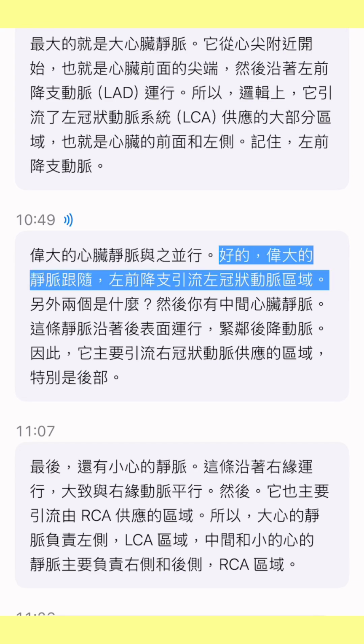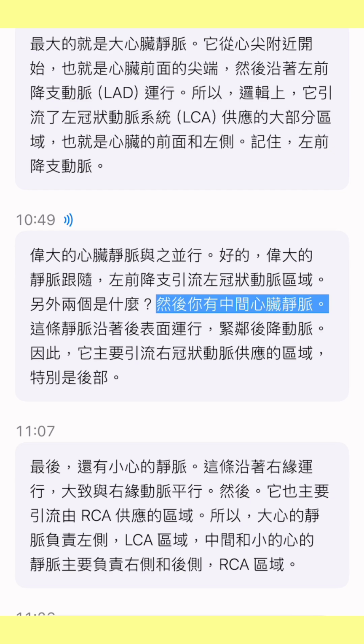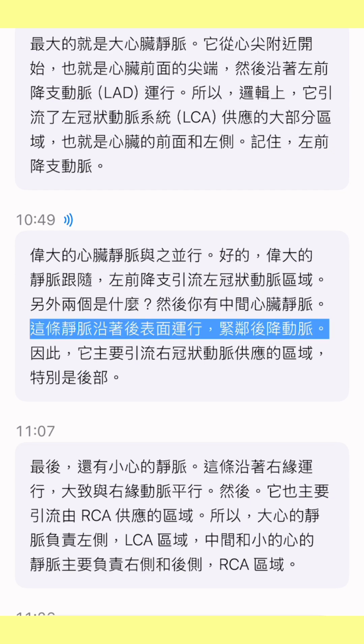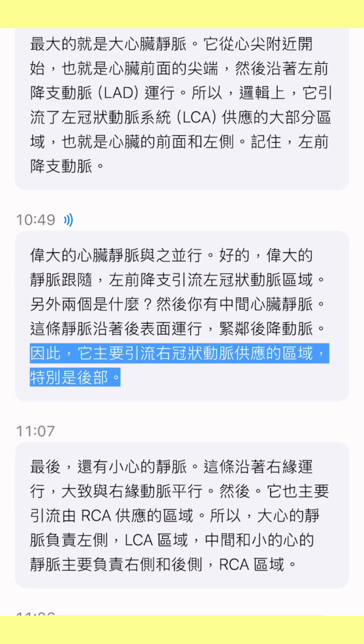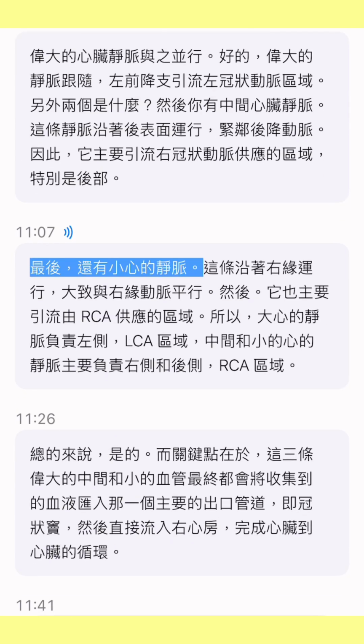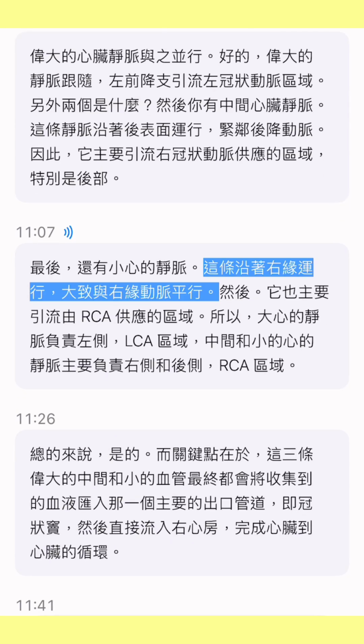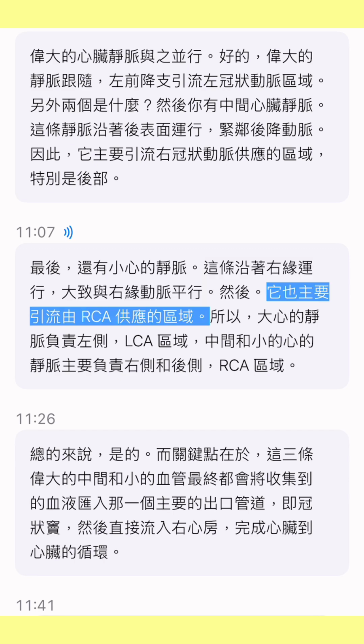Okay, great vein follows the LAD, drains the LCA territory. What are the other two? Then you have the middle cardiac vein. This one runs up the posterior surface right alongside the PDA, the posterior descending artery. So it primarily drains the territory supplied by the RCA, especially the posterior aspect. And finally, there's the small cardiac vein. This one runs along the right margin, kind of paralleling the right marginal artery. And it also mainly drains territory supplied by the RCA.